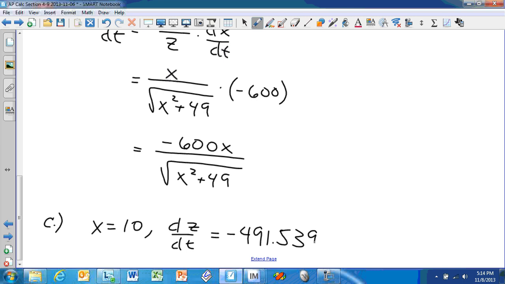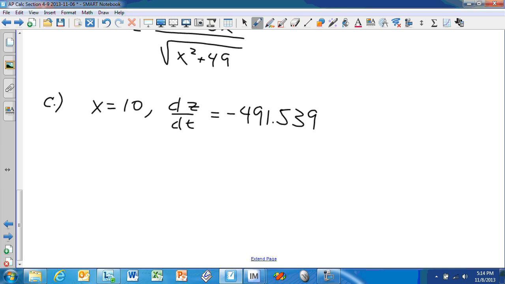Negative 491.539. And this is going to be in miles per hour. The z is measured in miles, and the t is measured in hours. So this is miles per hour.